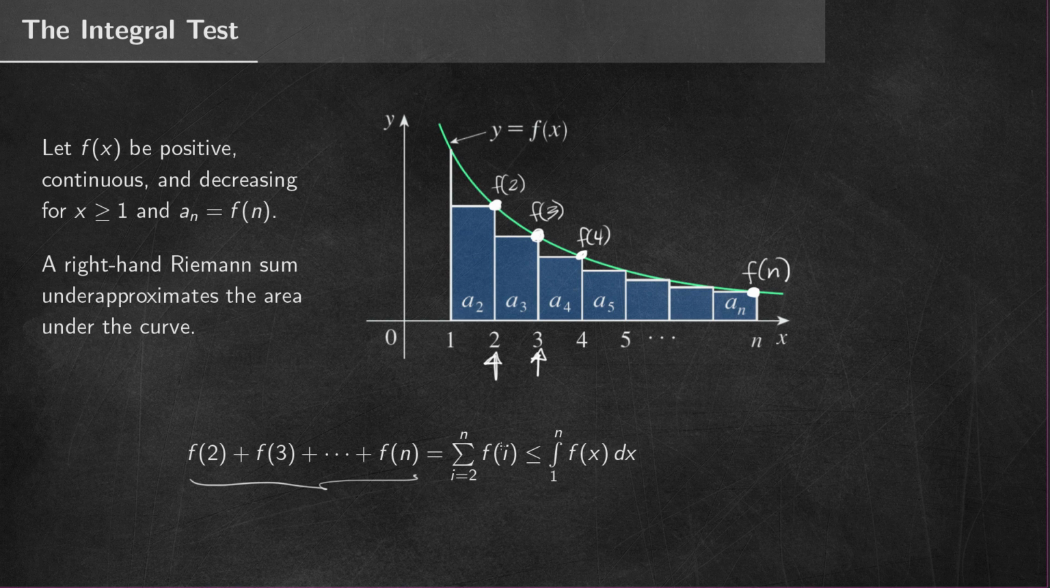And because this Riemann sum is an under approximation, we know it's going to be less than or equal to the actual area under the curve, or the integral from 1 to n of f of x dx.